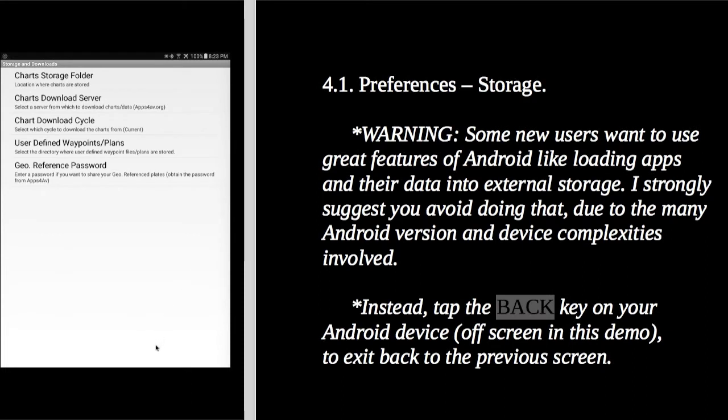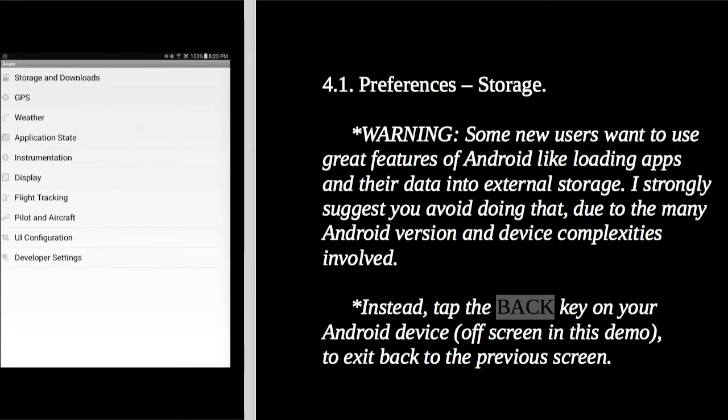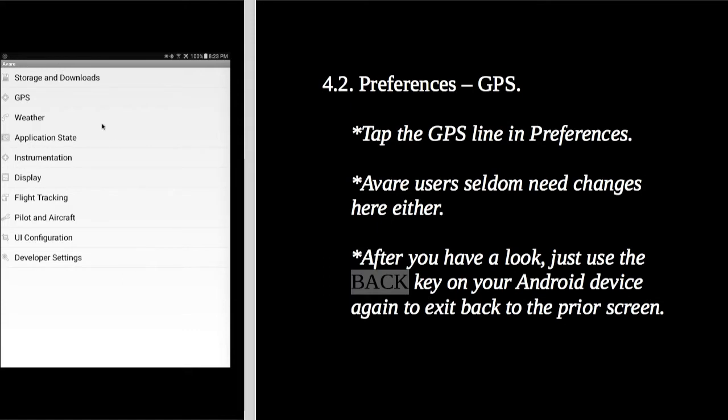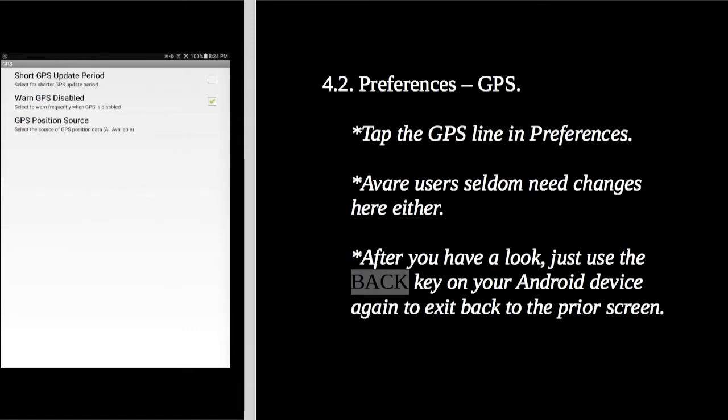Tap your back button to go back to the Preferences list. Same story with GPS. I suggest you just look and don't touch. I know you're curious.